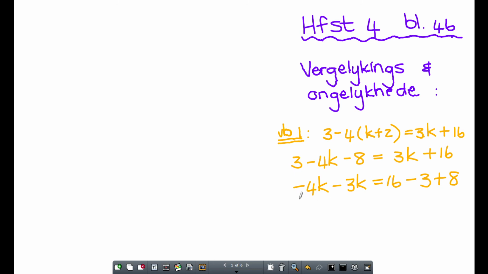Aan die linkerkant, minus 4k minus 3k. Well, give me minus 7k, yes, but what I want to say is, onthou, jy mag net plus of minus if they are like terms. Right? In this case, it would always be, right? Because there is only one unknown, it's a linear equation. Maar ek herinner jou net weer, jy moet sorg dat hulle gelyksoortige terme is, nee? Okay, right, so that is going to give me minus 7k. Right, on the right hand side, 16 minus 3 plus 8 gaan vir my gee 21.